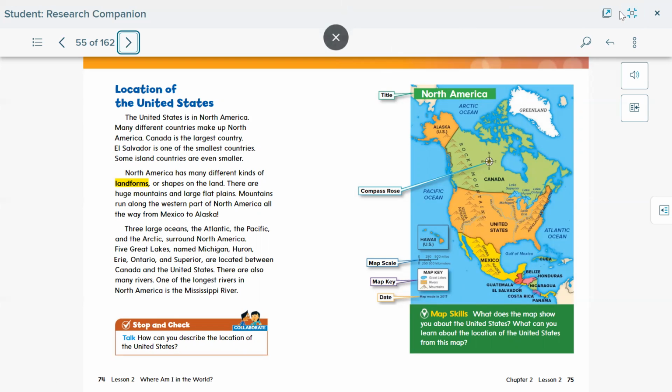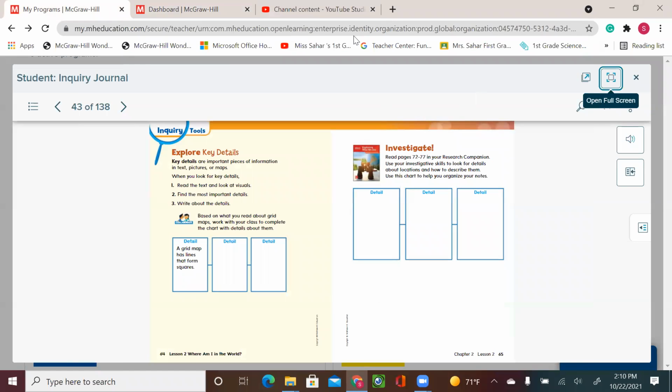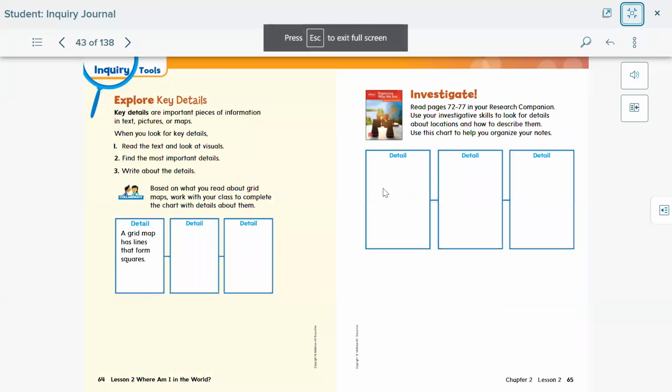So let's go to our question and see. Now we're looking for details to fill our boxes over here. So what do we have? We need to find 3 details for how the maps organize our thoughts, and we need to find details about how the maps show location and how to describe them.